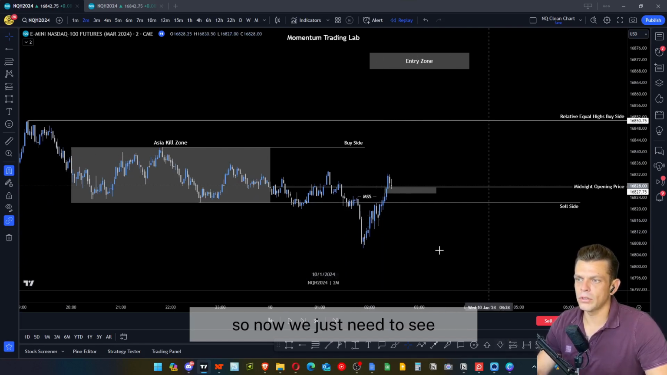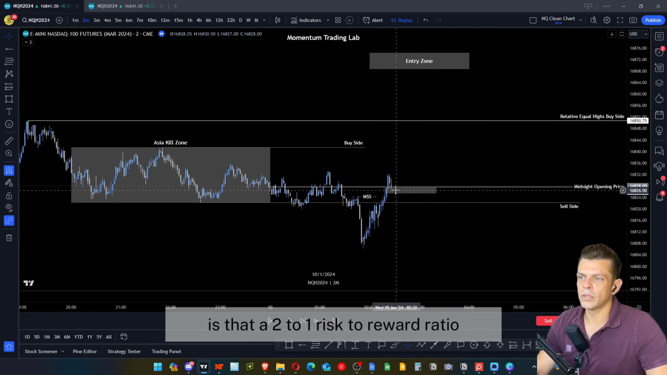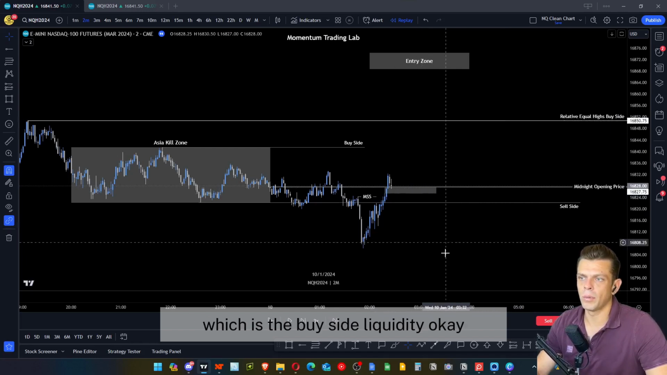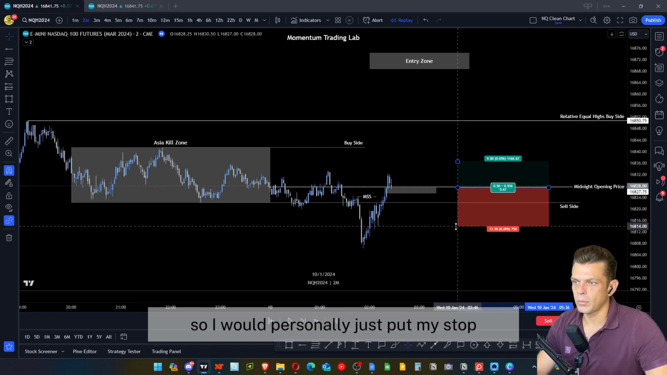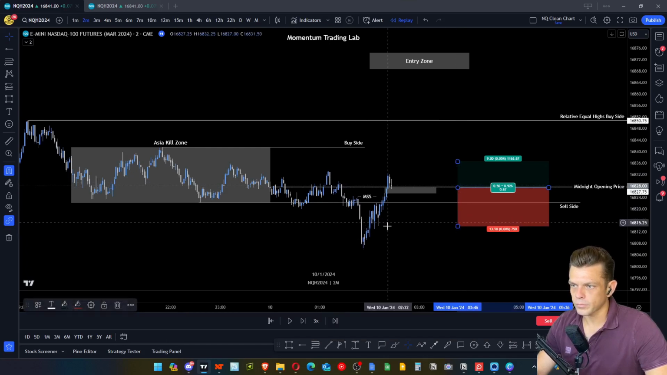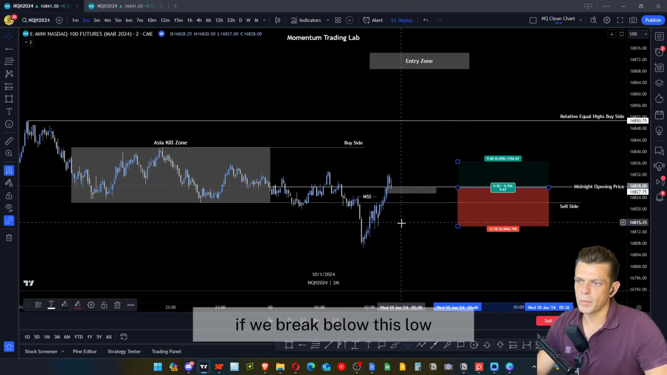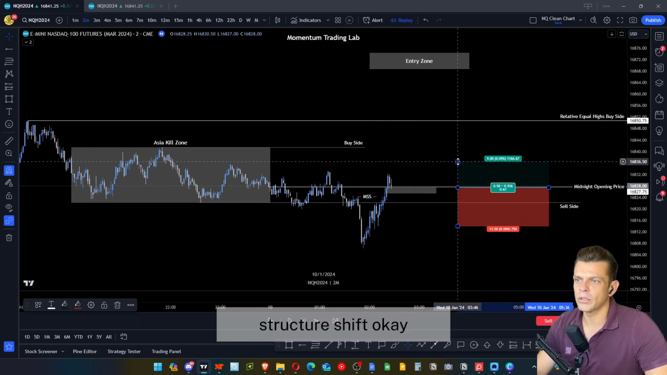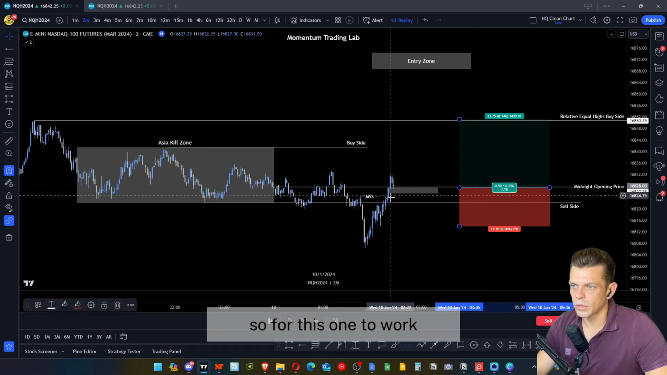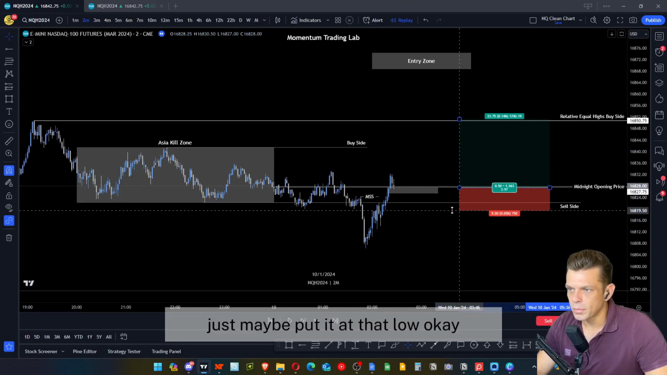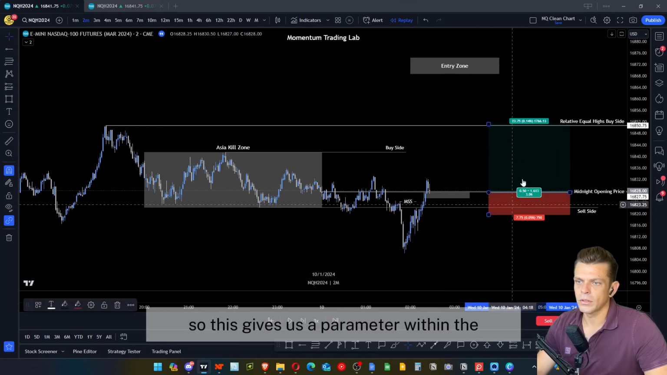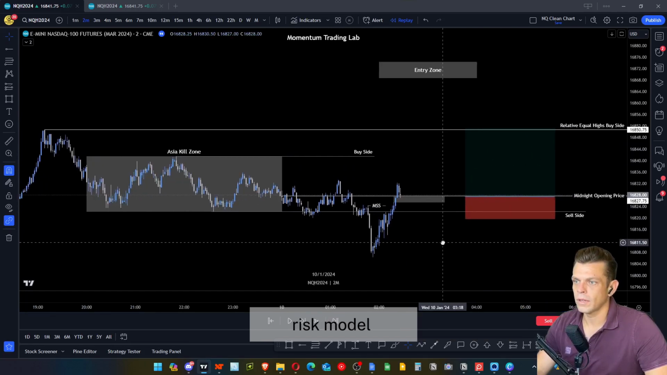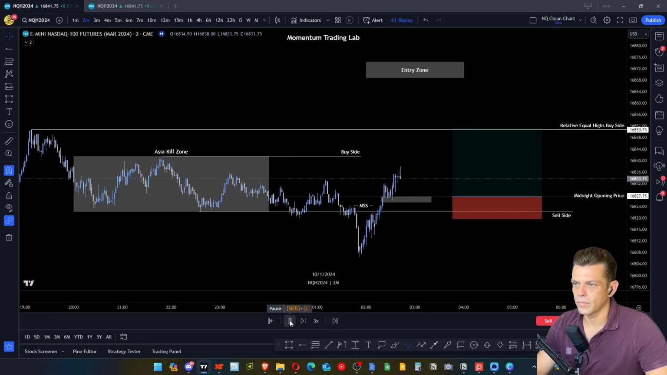So now we just need to see, is it a 2-to-1 risk to reward ratio from this fair value gap to the target, which is the buy side liquidity. Okay, so I would personally just put my stop at this low, because if we break below this low, that will break back into a bearish market structure shift. So for this one to work, we will have to just maybe put it at that low. Okay, so this gives us a parameter within the risk model. Okay, let's see how this plays out.